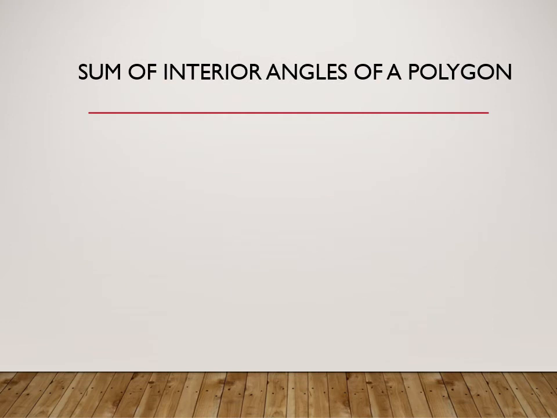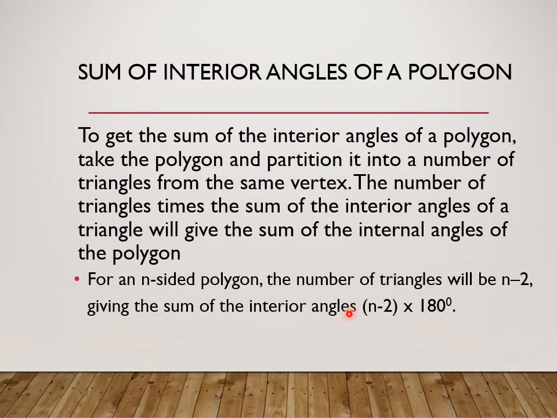We look at the sum of the interior angles of a polygon. If you were to add all the interior angles of a polygon, what are you going to obtain? The answer is simple. To get the sum of the interior angles of a polygon, take the polygon and partition it into a number of triangles from the same vertex. The number of triangles times the sum of the interior angles of a triangle will give the sum of the internal angles of the polygon.